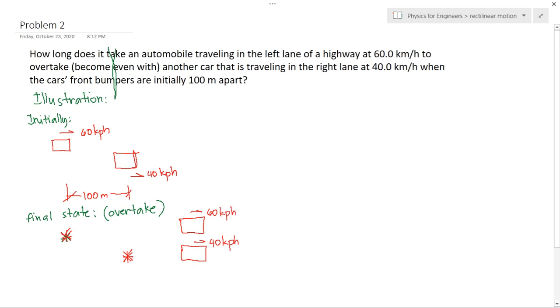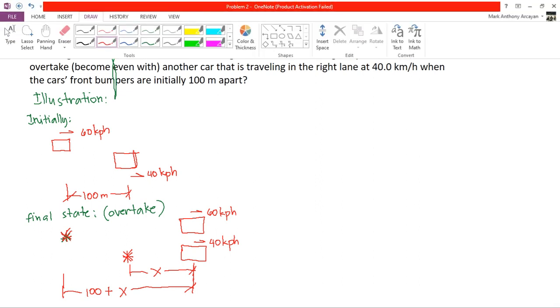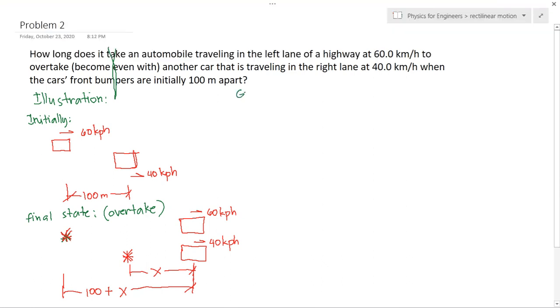So yung total distance pa ng 60 kph is 100 plus kung ano yung na-travel ni 40 kph. Kasi yung kay 40 kph lang is just x. So yun lang yung na-travel niya. Then ano ba yung given? So yun yung pag-illustrate. Siyempre dapat alamin din natin yung given. So what are the given here?